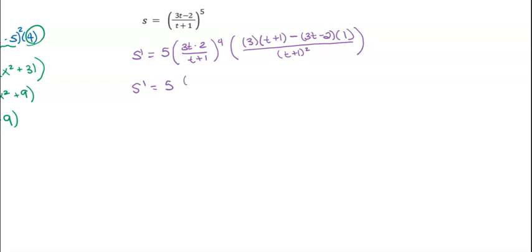I'm just going to rewrite this. It'll seem more clear why in a second. So I'm just going to give that exponent to the top and the bottom. And I'm going to clean up the top. I have 3t plus 3 minus 3t plus 2 all over t plus 1 power of 2.